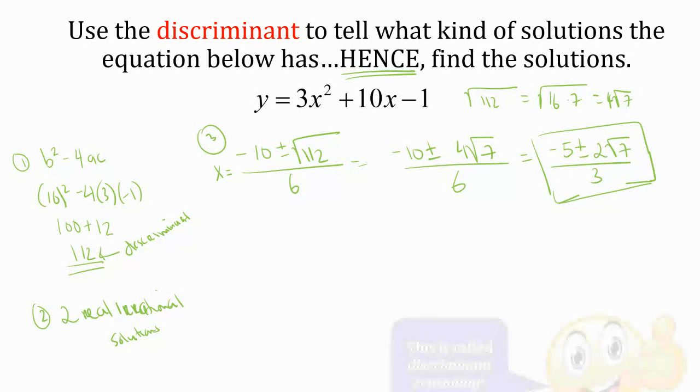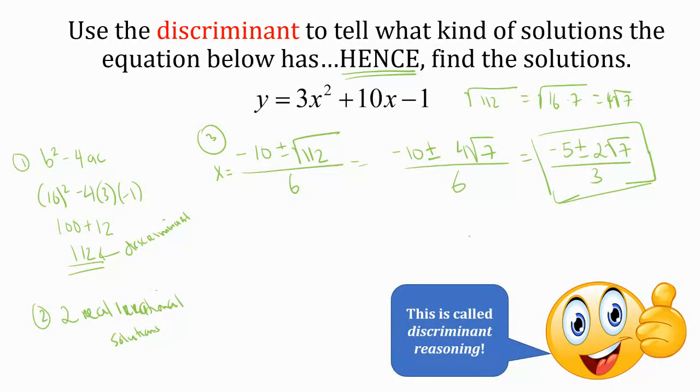Okay, so this is called discriminant reasoning. You're expected to know this word, and you're expected to know what is indicated by discriminant reasoning, right? So I am using discriminant reasoning to solve this, to figure out how many solutions that I have. Okay, this right here is discriminant reasoning.